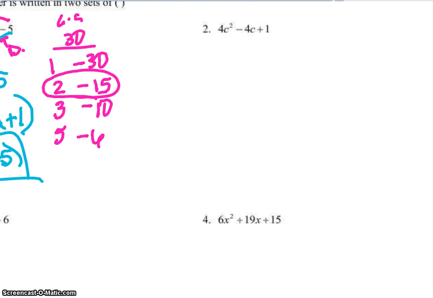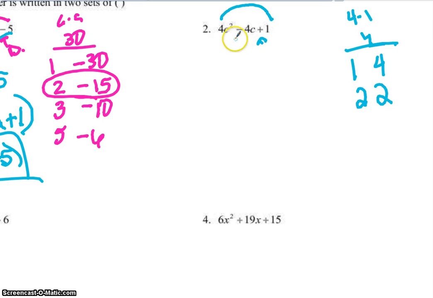Okay, moving over to number 2. They have nothing in common, so you're going to take your 4 times your 1, and you get 4, and that's what you find the factors of. 1 and 4, 2 and 2. Signs are the same, and they're both negative, so make everything negative. And we need the ones that equal -4, so it's -2 and -2.